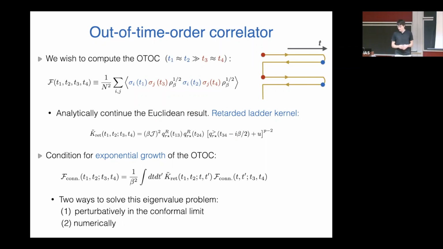I think we'll understand this a little better when we try to solve this eigenvalue equation for the kernel analytically in this perturbative regime where both parameters beta J and mJ are large. I'll describe that very briefly, and of course you can also just solve this numerically.